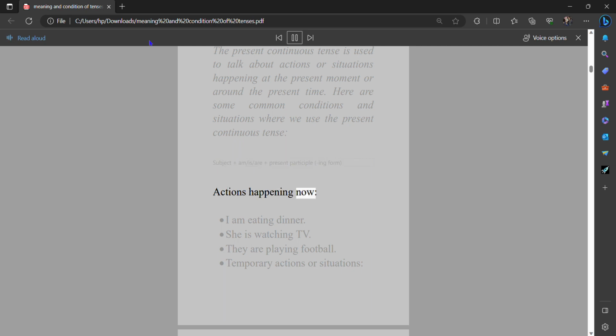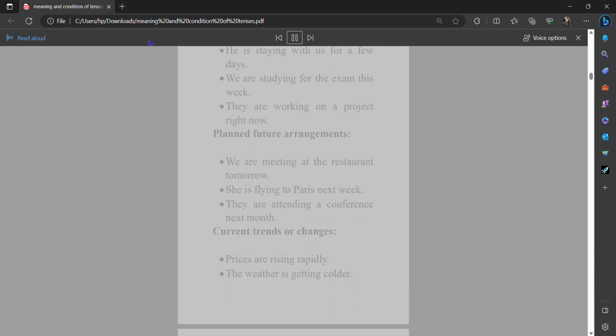Actions happening now. I am eating dinner. She is watching TV. They are playing football. Temporary actions or situations. He is staying with us for a few days. We are studying for the exam this week. They are working on a project right now. Planned future arrangements. We are meeting at the restaurant tomorrow. She is flying to Paris next week. They are attending a conference next month.